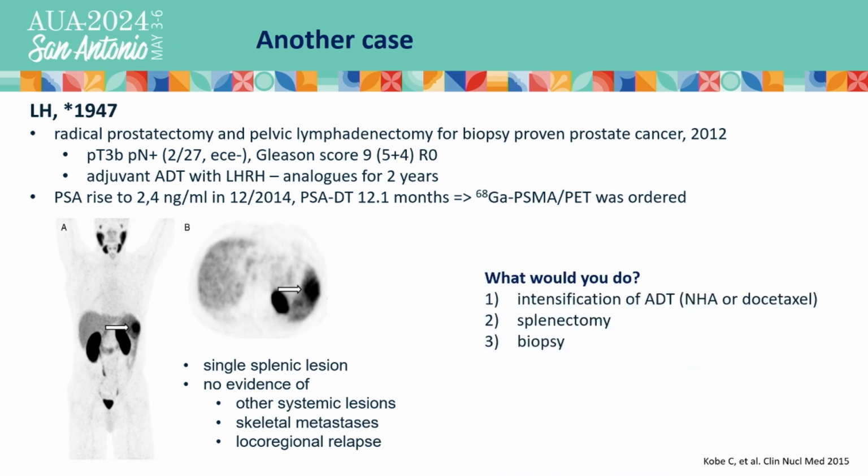Would you treat the patient in terms of intensification of systemic treatment, either adding a novel hormonal agent or docetaxel? Remember, it was in 2012. None of these combination therapies were approved at that time. Would you counsel him just to do a splenectomy, or would you take a biopsy in this situation?